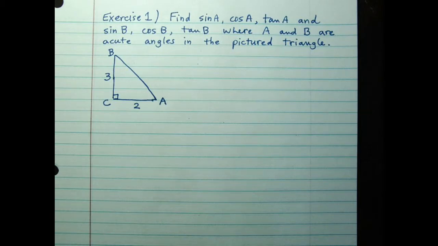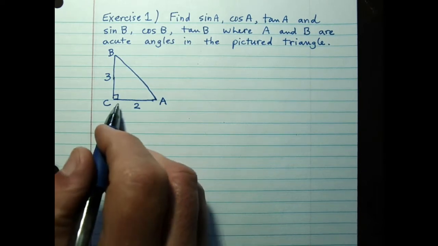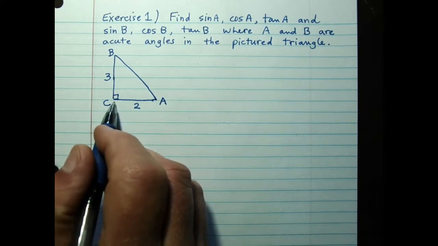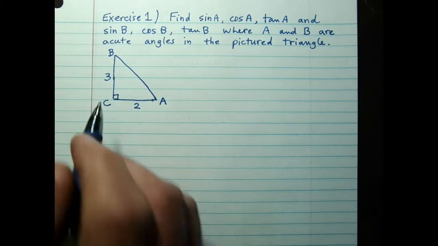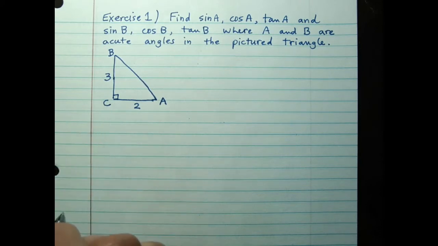So we're ready for our first exercise here. Exercise number 1. Let's find sine A, cosine A, tangent A, and sine B, cosine B, tangent B, where A and B are acute angles in the pictured triangle, actually a pictured right triangle, because we have a 90-degree angle here at C.